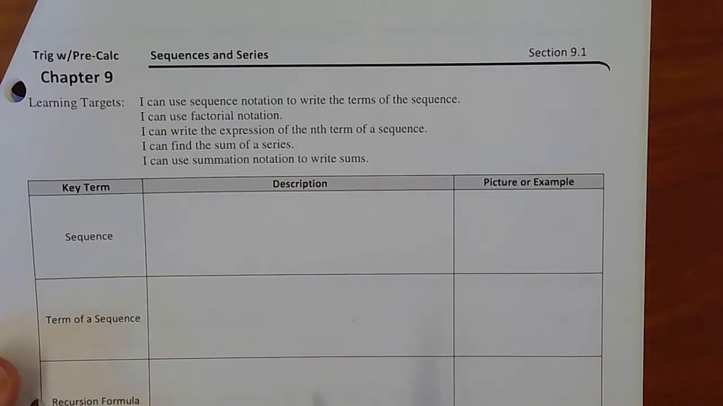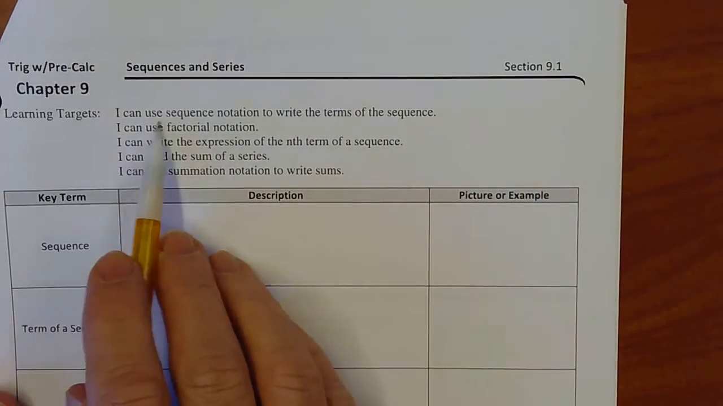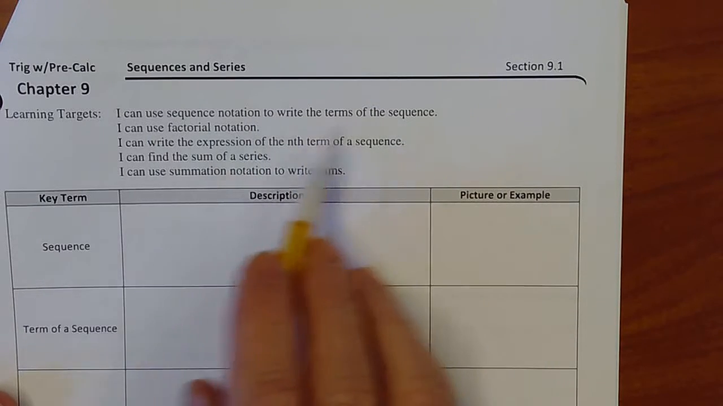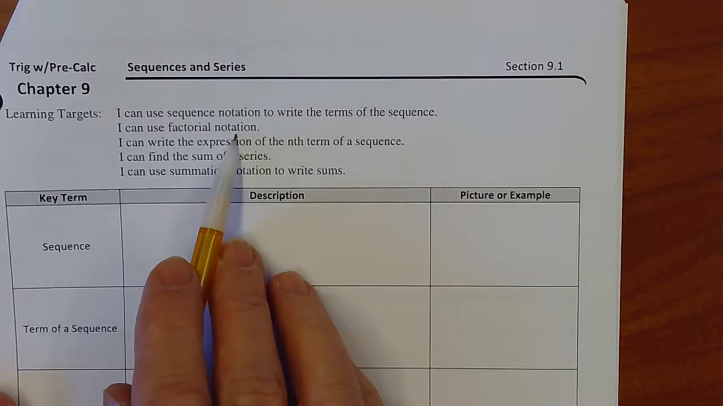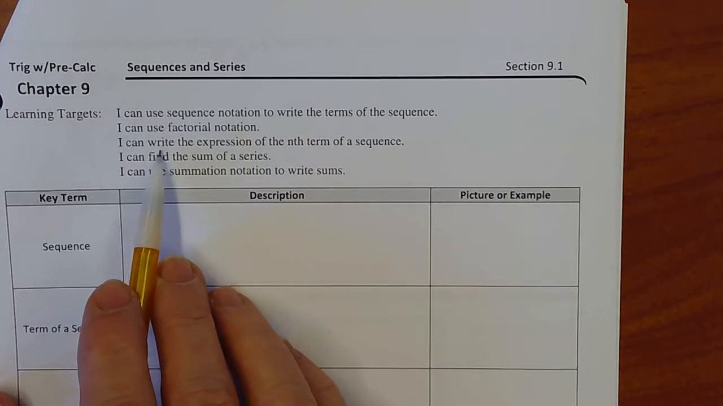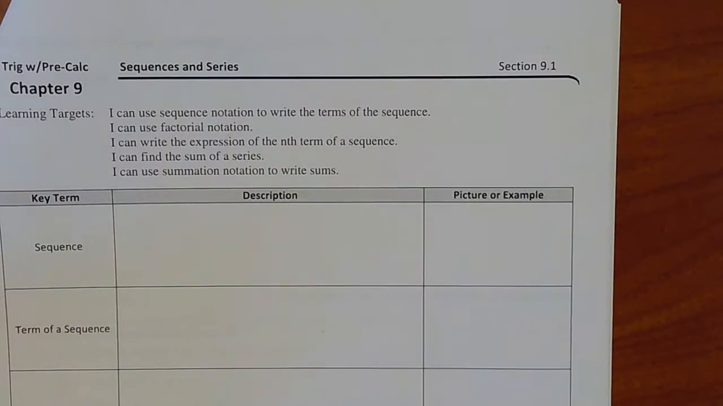All right, so here's the three things we're going to do today in Section 9.1. Use sequence notation to write the terms of the sequence. We can use factorial notation. And then we'll also write the expression of the nth term of a sequence. Those first three today, okay?